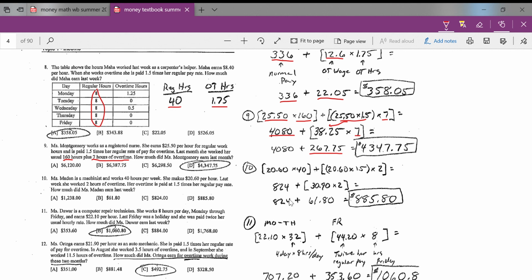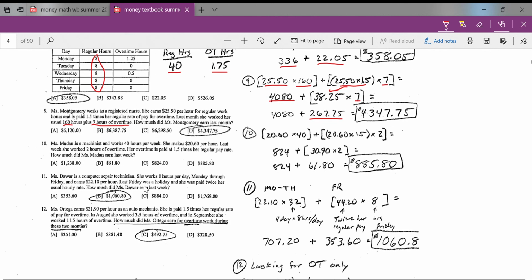Right. Number 10, again, another similar problem, a lot like number 8. Ms. Madan is a machinist and works 40 hours per week. She makes $20.60 per hour. Last week, she worked 2 hours of overtime. Again, her overtime pay is 1.5 times her regular. How much did she make last week? So normal, we take the $20.60 times 40, so $824 in normal pay for that week.